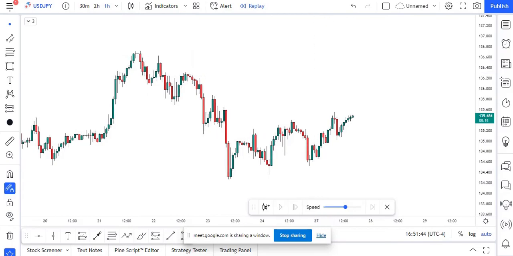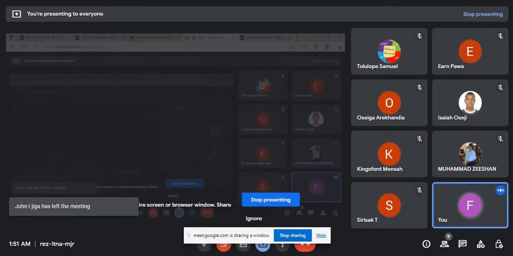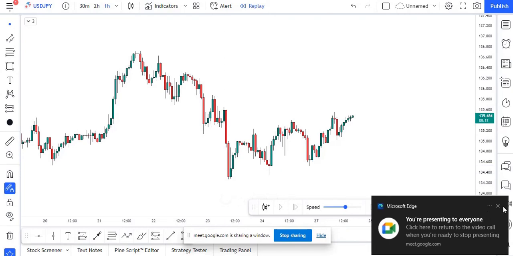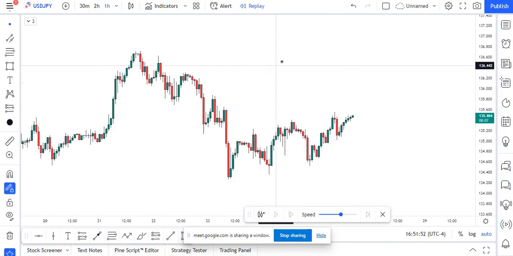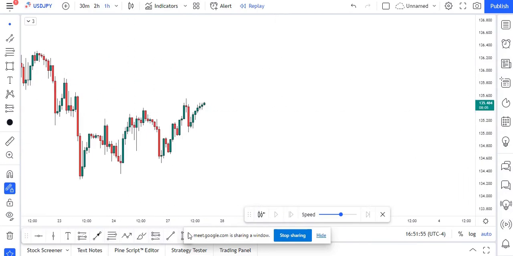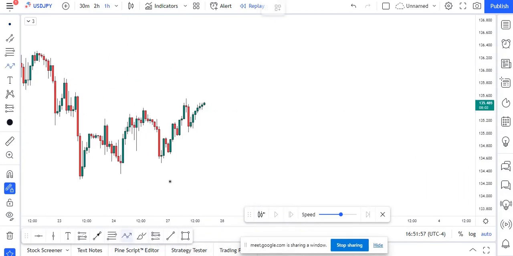So basically, Samuel, where is it? Alright, so basically you asked for a supply and demand flip. So basically it's like that. Let me just draw the schematic first about that.